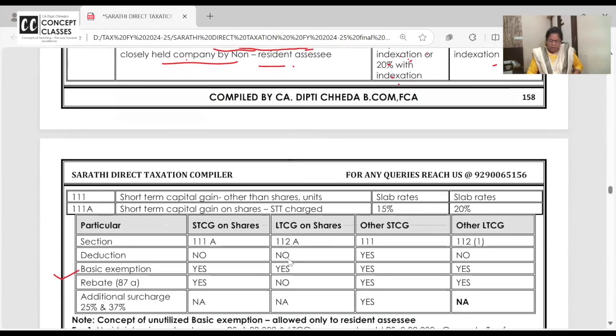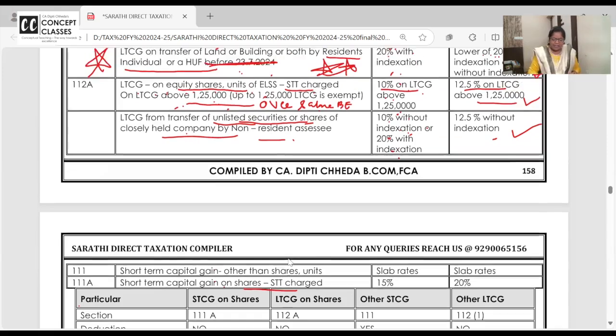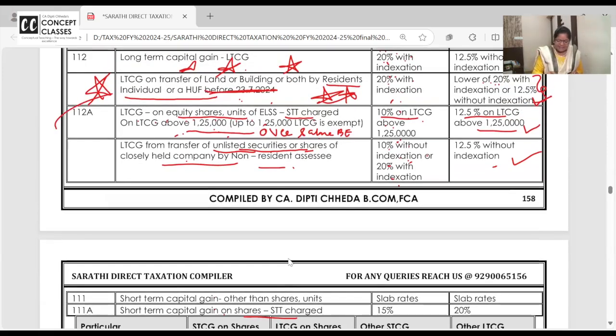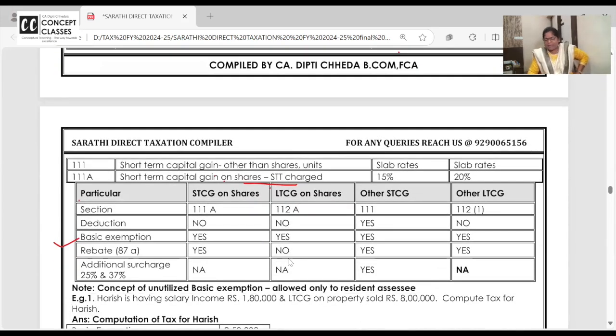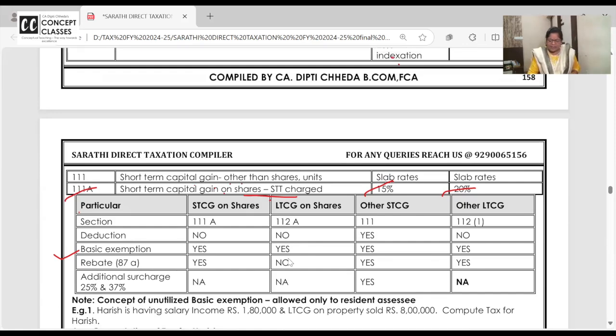Right. Now coming to short-term capital gain on shares on which STT is charged under section 111A. If you can, preferably learn this: long-term capital gain on shares 112A, short-term capital gain on shares 111A. Earlier it was 15%, now they have made it 20%. Long-term tax they have reduced, short-term tax they have increased. And short-term capital gain other than shares, take it at tax rates.